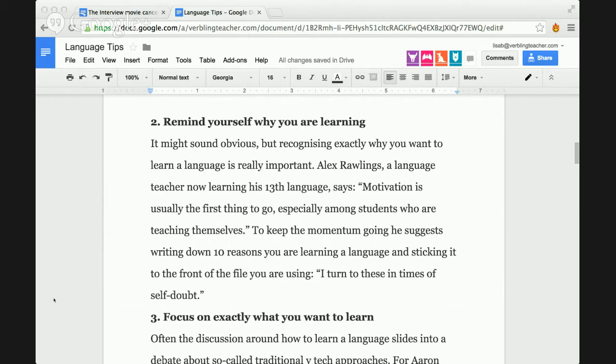Remind yourself why you are learning. It might sound obvious, but recognizing exactly why you want to learn a language is really important. Alex Rawlings, a language teacher now learning his 13th language, says motivation is usually the first thing to go, especially among students who are teaching themselves. To keep the momentum going, he suggests writing down 10 reasons you are learning a language and sticking it to the front of the file you are using. I turn to these in times of self-doubt.